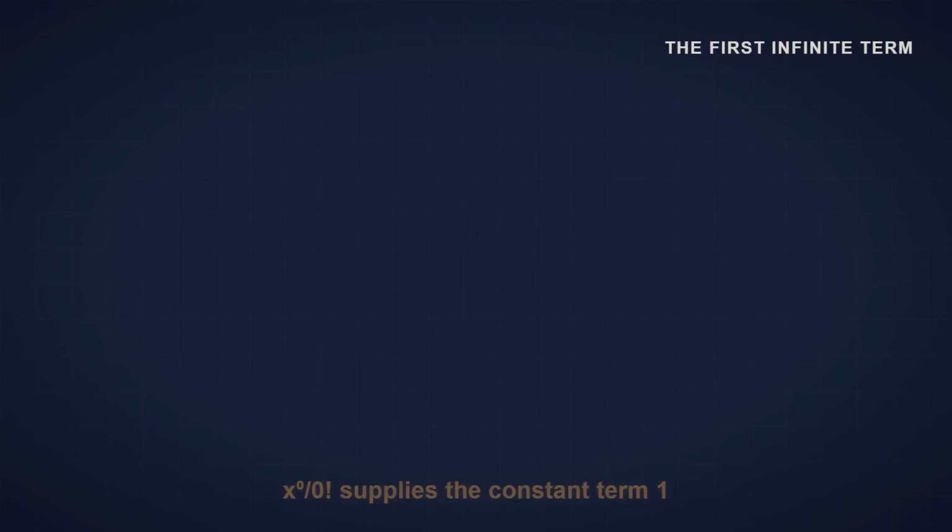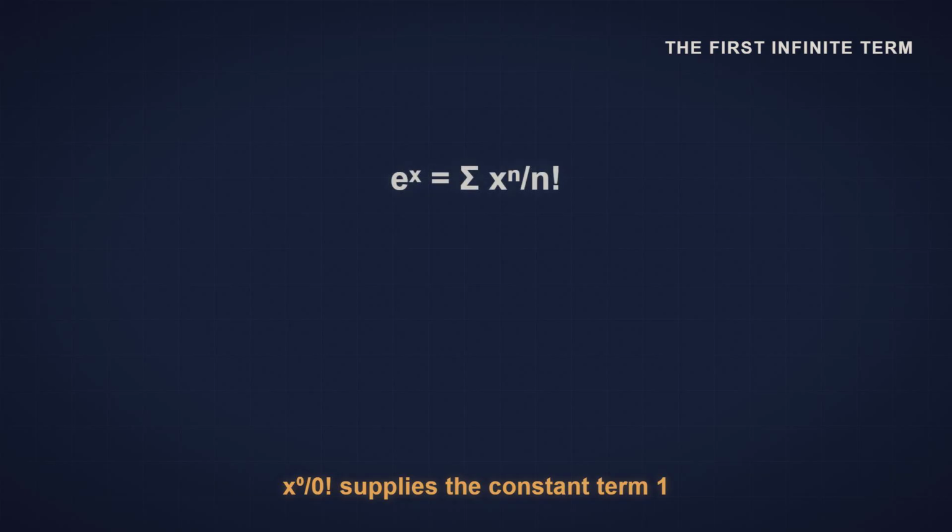The exponential function can be built from an infinite power series. It begins 1 plus x plus x squared over 2 factorial plus x cubed over 3 factorial and continues. Written uniformly, the term with index n is x to the n divided by n factorial. The first term uses n equals 0. It becomes x to the 0 over 0 factorial.